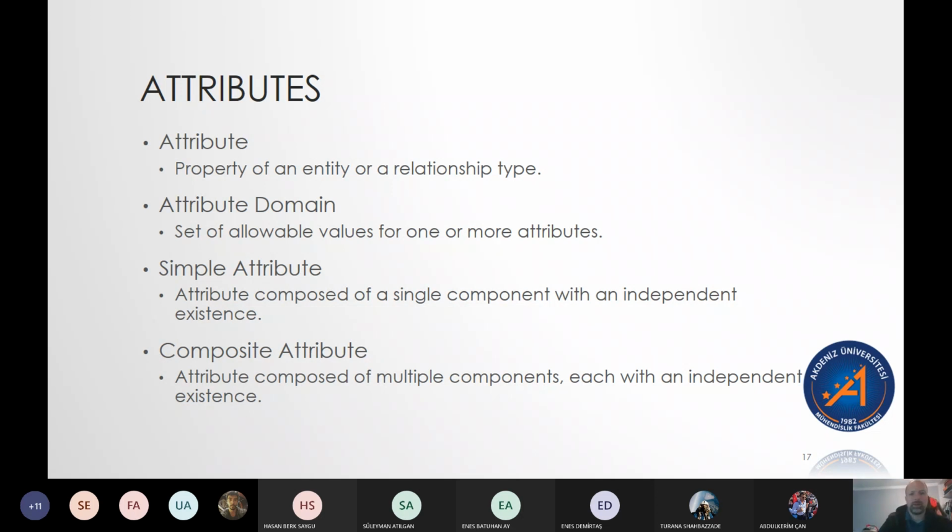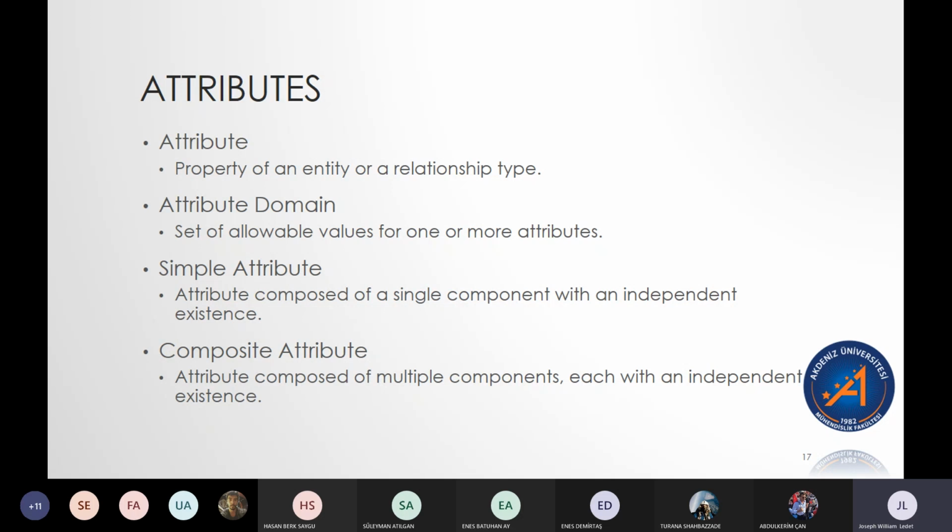Okay, and we're back again, and so let's continue on with where we left off for the attributes discussion. So let's talk a little bit about what attributes are.